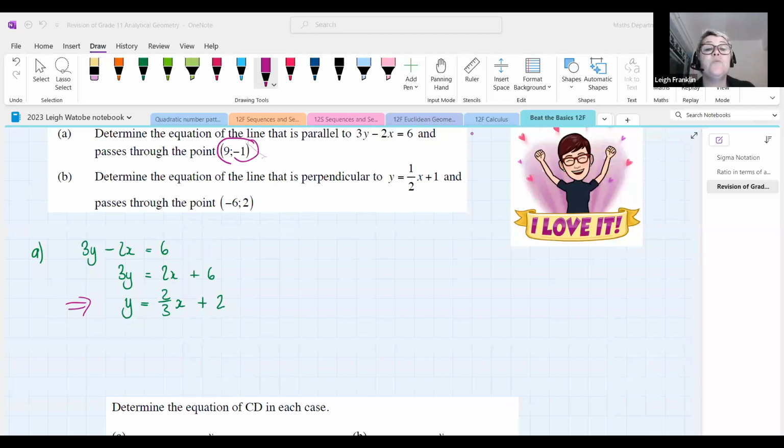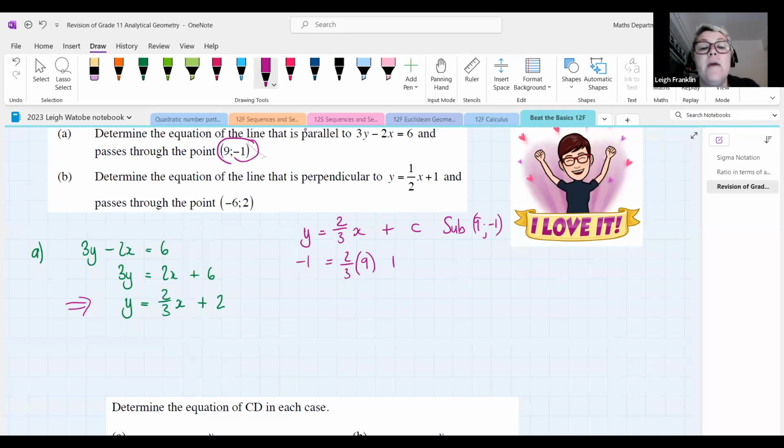The quickest and easiest way for you to do it is like this. You know that when lines are parallel, their gradients are the same. So the equation of the line that you want has the same gradient. We just don't know what its y-intercept is. And now, in order to calculate that, we're going to sub in our 9 and our minus 1. So we're going to take the minus 1, put it over here, put our 9 over there, and work out the value of c. It's that easy.